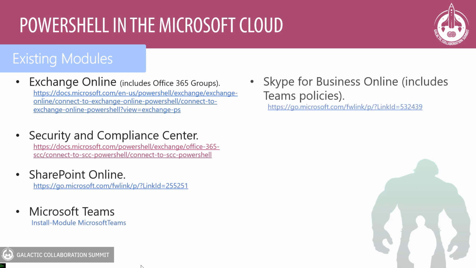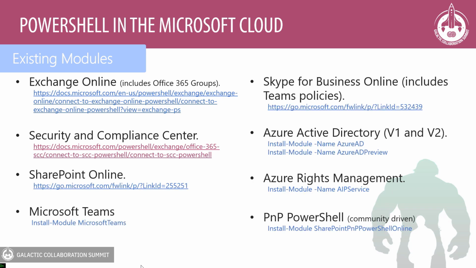So we already know there's a couple of modules available. We have Exchange Online, which includes commandlets for doing something with the Office 365 groups. We have a module for Security and Compliance Center, another one for SharePoint Online, another one for Microsoft Teams, another one for Skype for Business Online, Azure Active Directory V1 and V2, Azure Rights Management, and the PnP PowerShell module and commandlets. That's the community-driven ones.